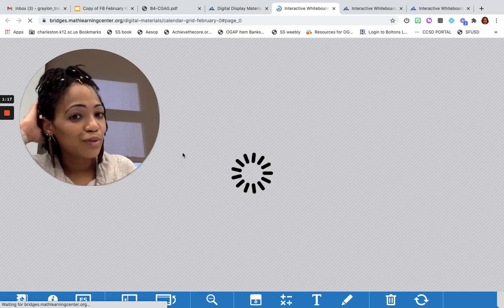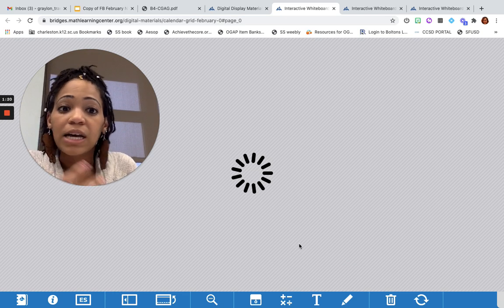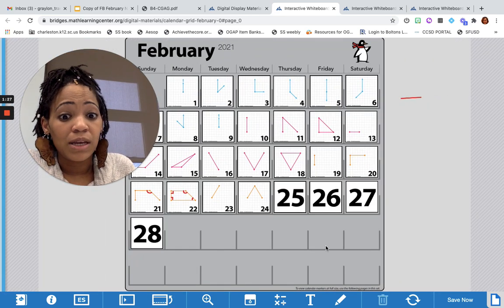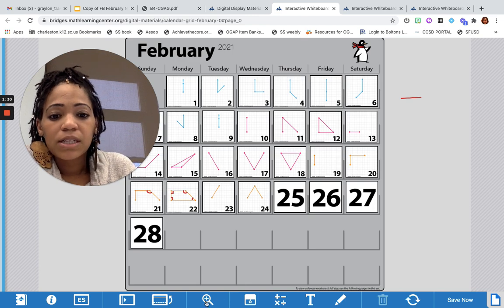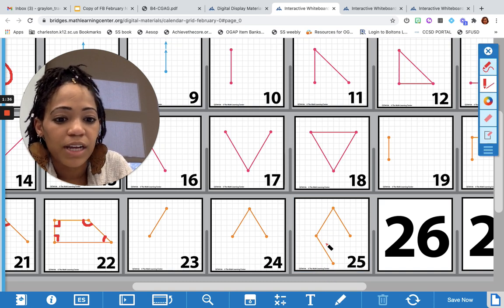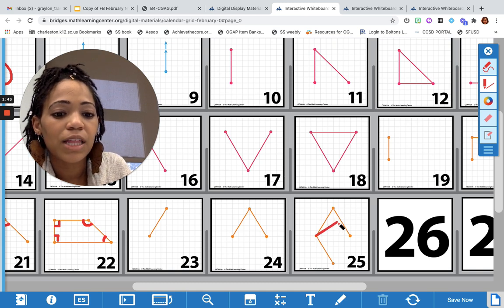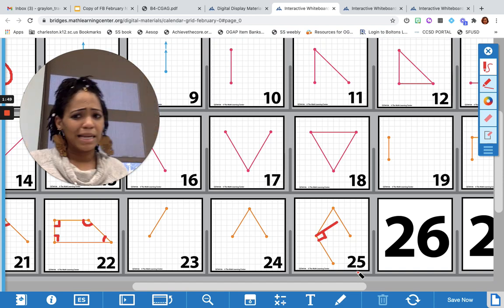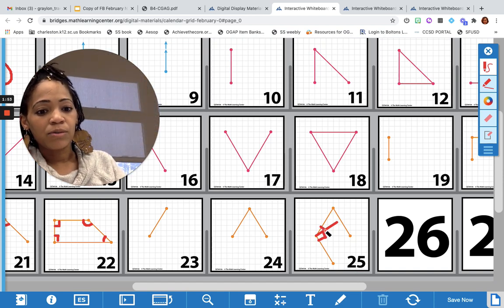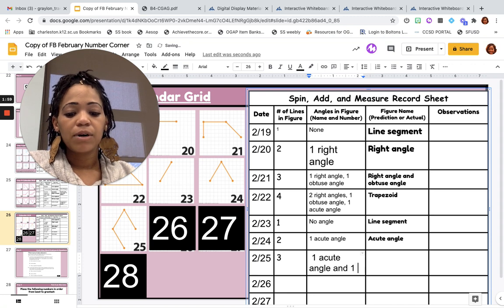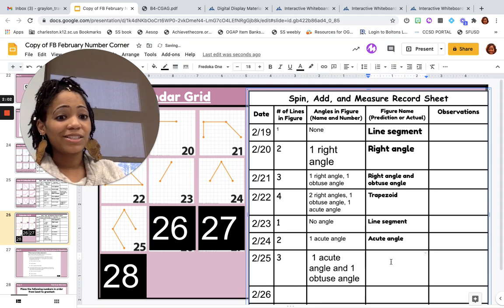That's exactly what we're going to do for today's calendar marker. We're going to use a benchmark to figure out whether it is acute, obtuse, or a right angle. So let's zoom in. Here's the 25th. Let me draw on this. I'm going to get a straight edge. We know that this was acute. We're trying to figure out this one right here. If I create a straight line here, I have created about a 90-degree angle, which means that this whole angle right here is an obtuse angle. So I have one acute angle and one obtuse angle. That's how I would name it.